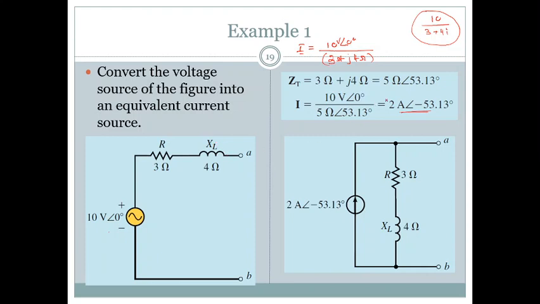So if you just keep the impedance at like 5 ohms angle 53.13 degrees, that's good enough, right? But we like to keep it in the Cartesian form, so you can clearly see this is resistive and this is reactive.